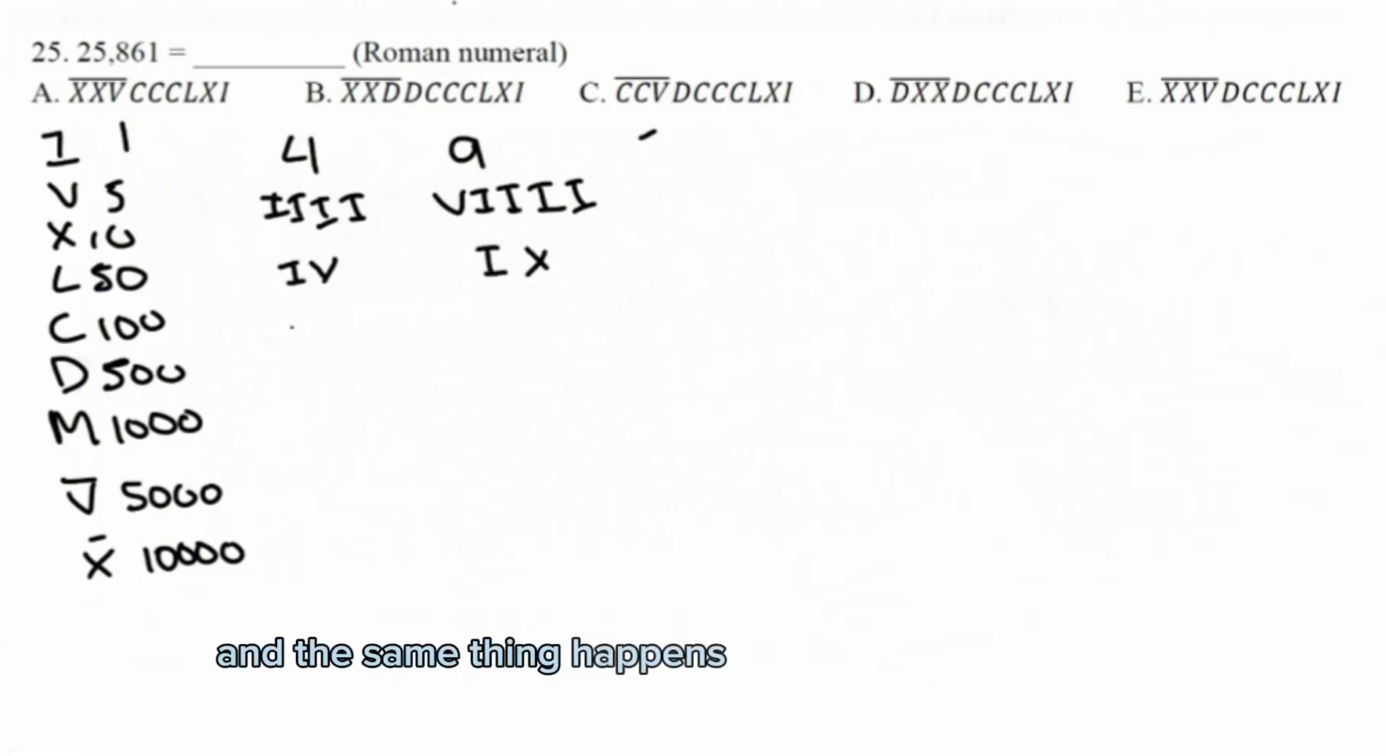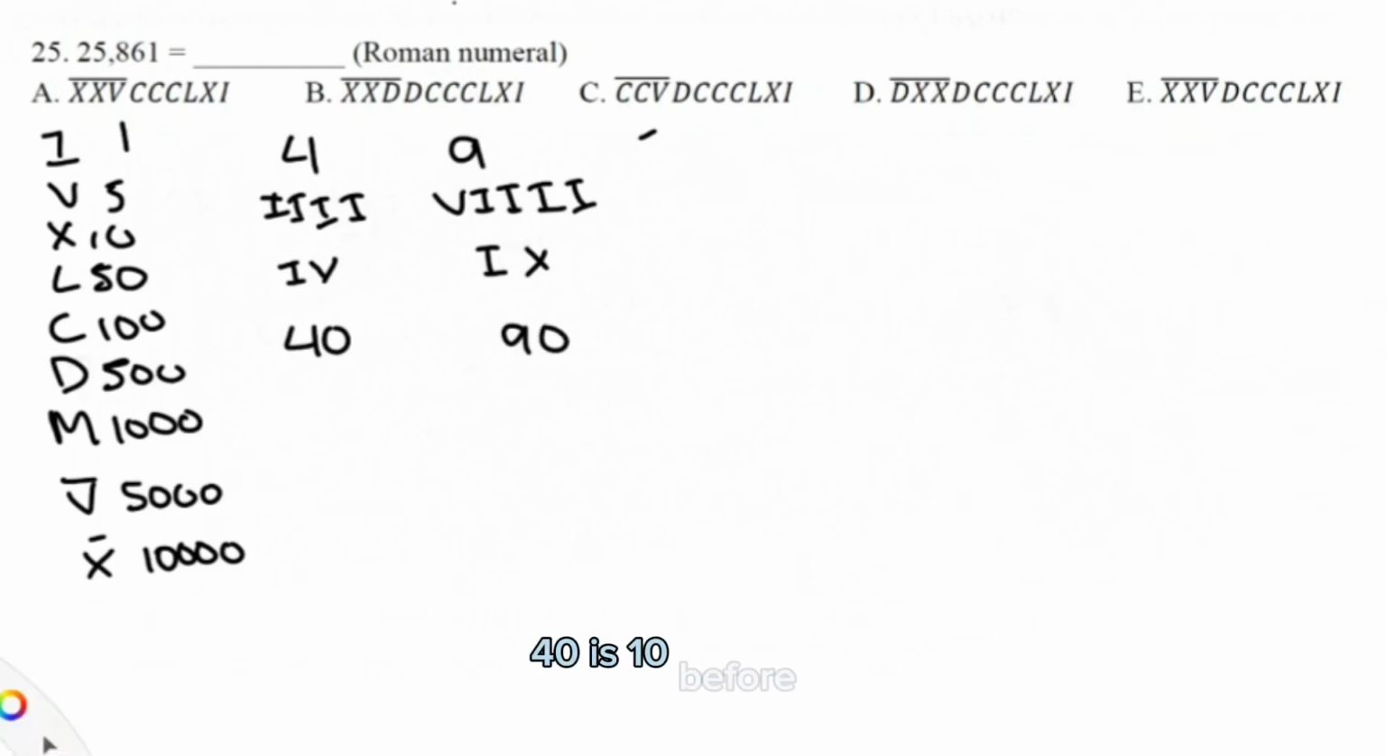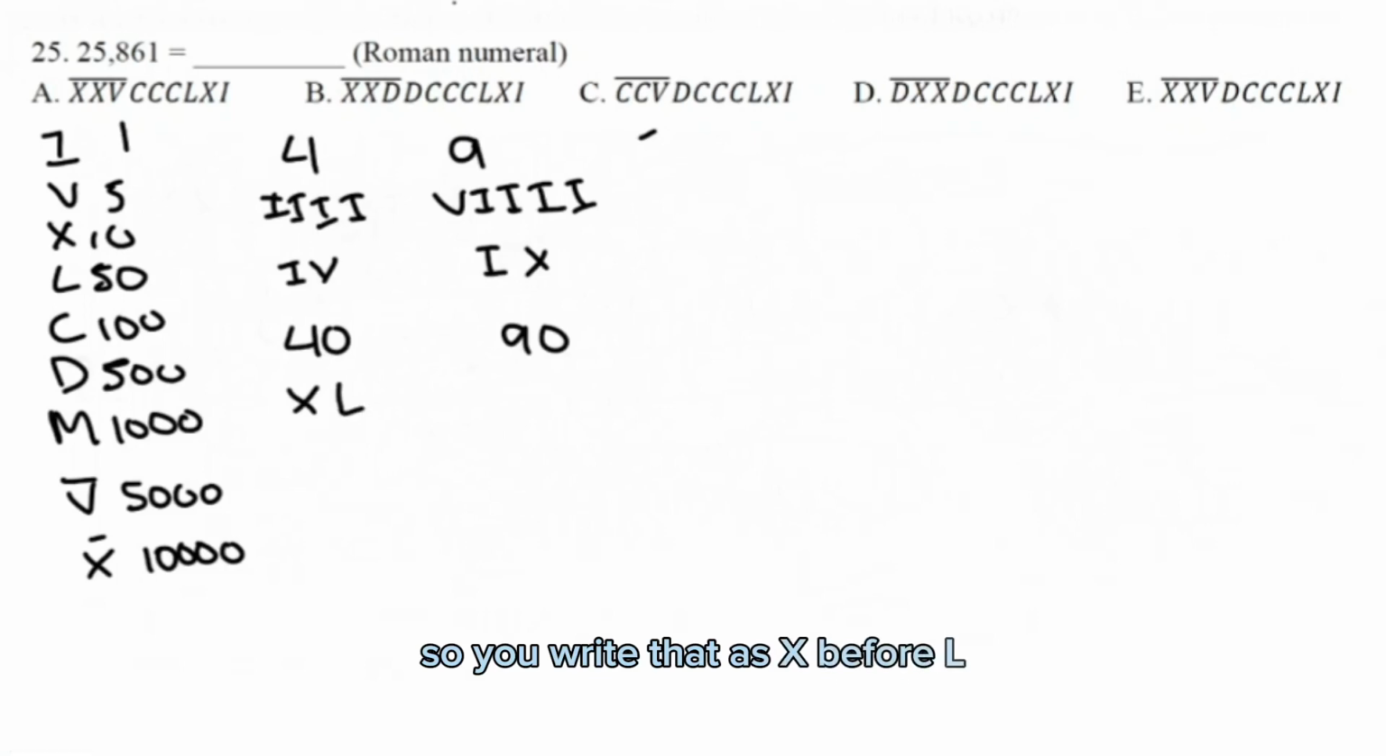And the same thing happens when you go up in scale, so 40 and 90. 40 is 10 before 50, so you would write that as X before L. And 90 would be 10 before 100, which is X before C. Alright, now that you know that, we can solve this problem.